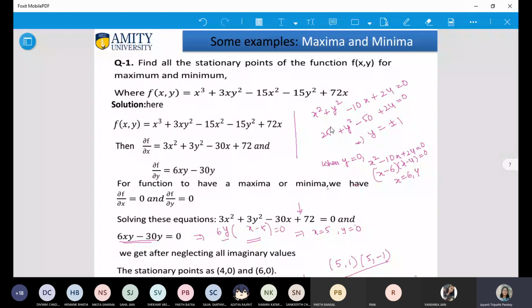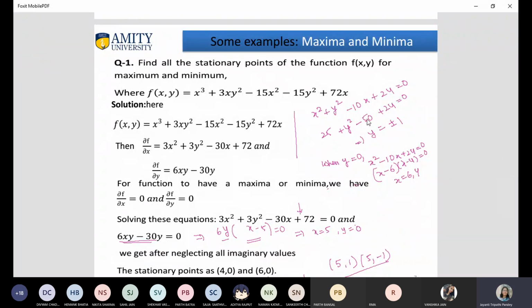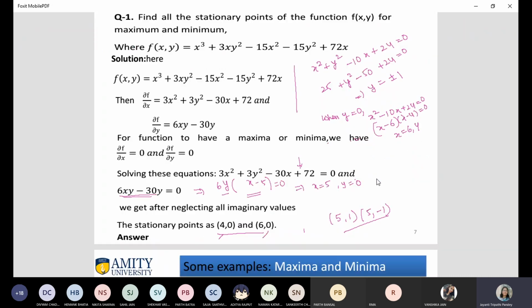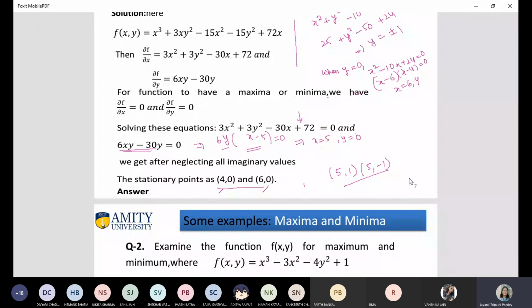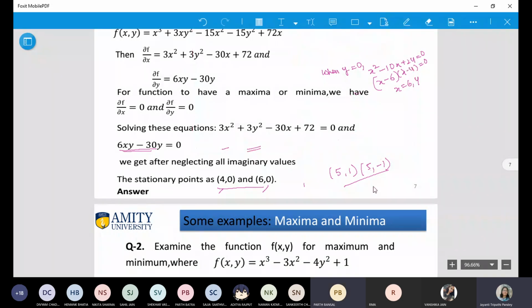When you put x equal to 5, 25 plus y square minus 15 plus 24. We are getting correct values. So there are 4 stationary points actually. Everybody is getting 4 stationary points? Yes, ma'am. I don't know why they have not mentioned the other two, but there are 4 stationary points. Maybe proceed to the next question. Yes, ma'am. Okay.